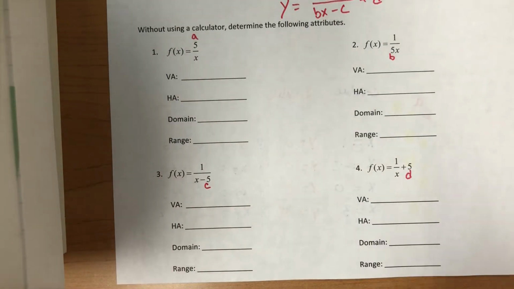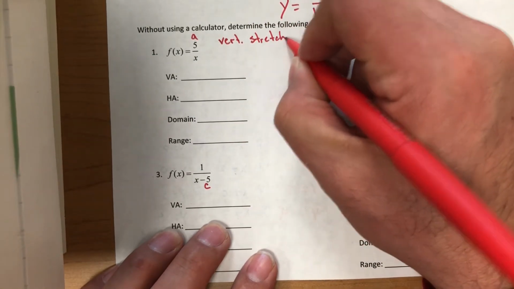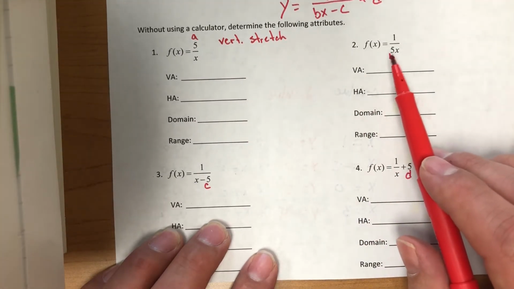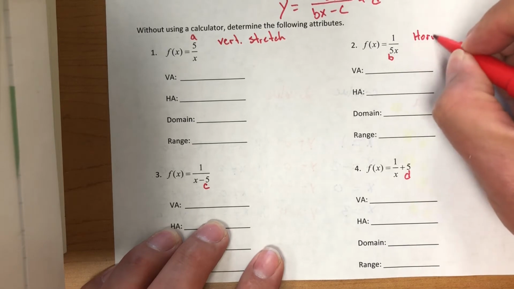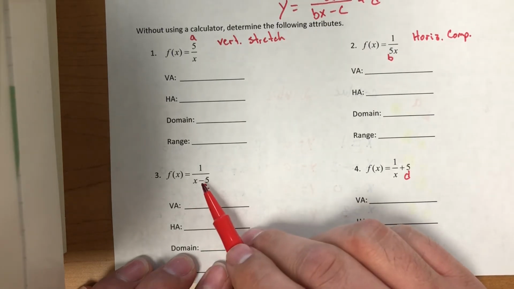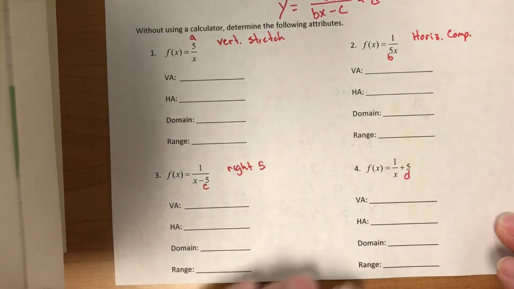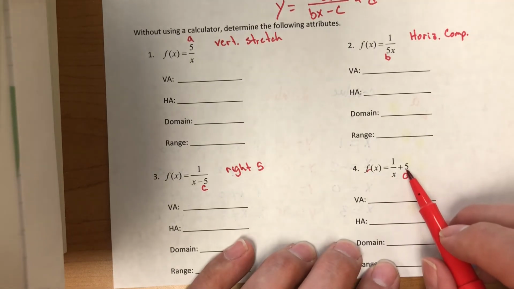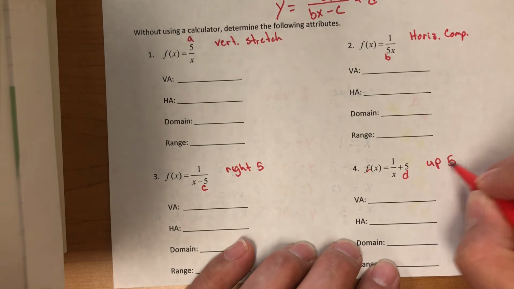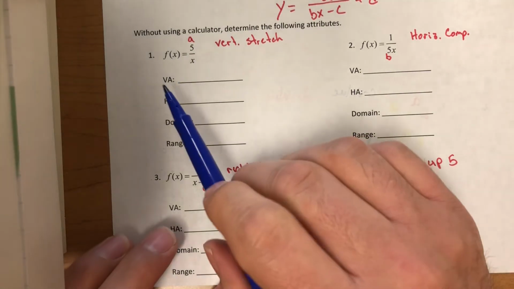If I have an A value of 5, that tells me that this equation is transformed by a vertical stretch. For number 2, I have a 5 for the B. That tells me that I have a horizontal compression. For number 3, the 5 is the C value, so -5 tells me I go to the right 5. And then number 4, the D value is 5 now, so this tells me that I go up 5. Okay, and so that's just being able to identify the transformation.